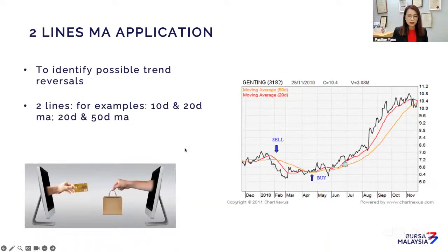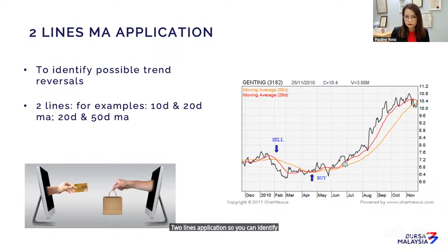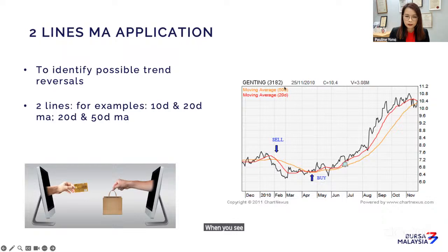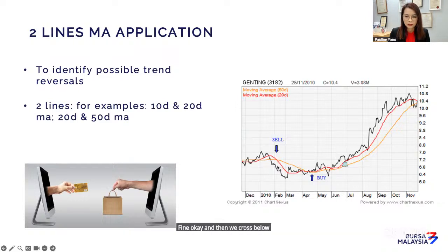So sometimes we can have another kind of application whereby you use a two-line application, so you can identify a possible trend reversal. Okay, meaning that it can be a breakout. For example, when you see that you have a 20-day and a 50-day, and this shorter time frame line crosses above the 50-day, buy. Cross above for how many candlesticks? Also 3 candlesticks, buy. And when it crosses below for 3 candlesticks, sell.